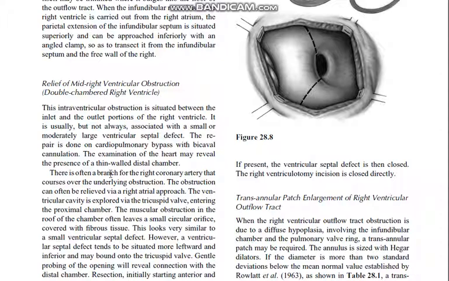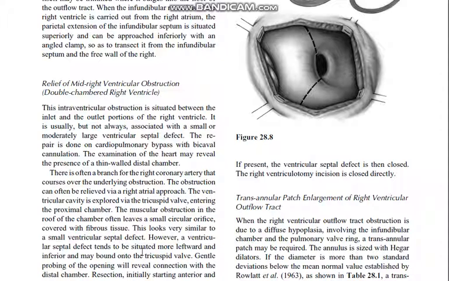There is often a branch of the right coronary artery that crosses over the underlying obstruction. The obstruction can often be relieved via a right atrial approach. The ventricular cavity is explored with the tricuspid valve entering the proximal chamber. The muscular obstruction in the roof of the chamber often reveals a small circular orifice covered with fibrous tissue. This looks very similar to a small ventricular septal defect.